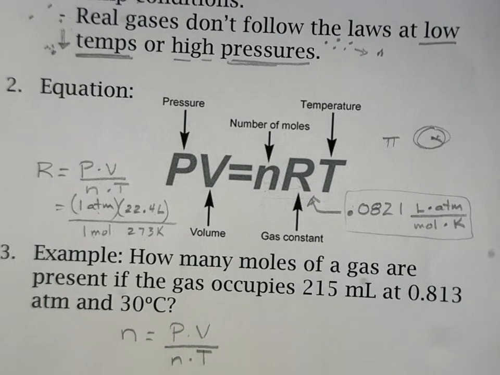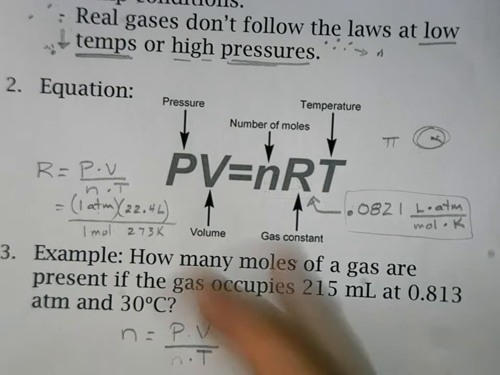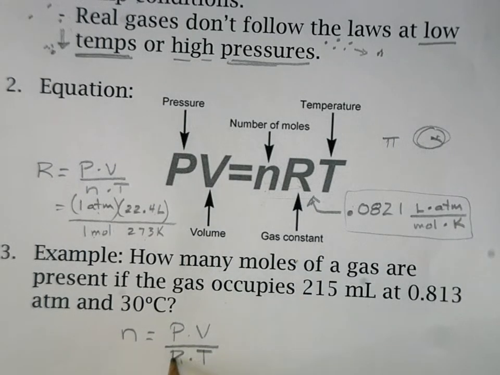Okay, so there we go. Oh wait a minute, my mistake, we're solving for n. Duh, I know, this is R divided by RT. Please excuse me. Okay, PV divided by RT equals n. That's what we're looking for.